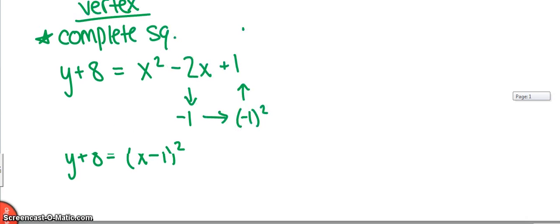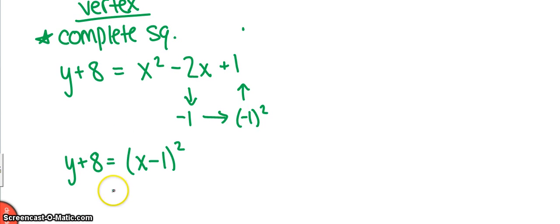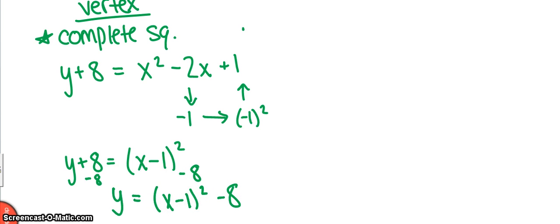Now, any quadratic, to be fully simplified, has to have y isolated. So in order to isolate y, we have to get rid of this 8 by subtracting 8 from both sides. So you get y equals x minus 1 squared minus 8. And now we have our quadratic in vertex form.